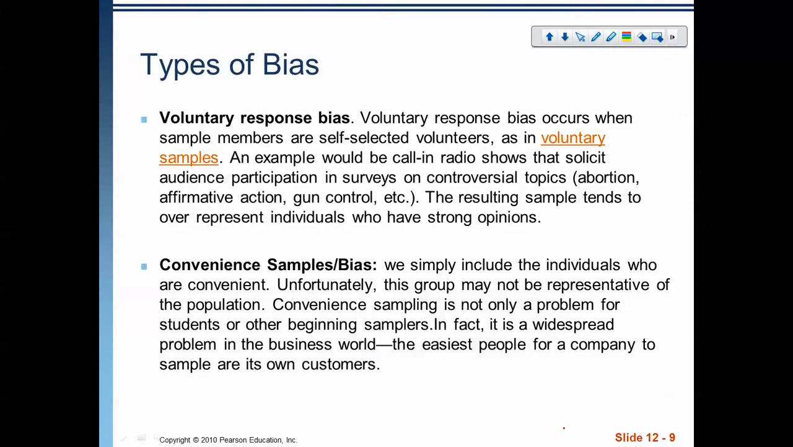And then I think this is the last one, convenience sampling bias. We simply include the individuals who are convenient. Unfortunately, this group may not be representative of the population. Convenience sampling is not only a problem for students or other beginning samplers. In fact, it's a widespread problem for the business world, because the easiest people for a company to sample are its own customers. Let's go back to the restaurant example, right?